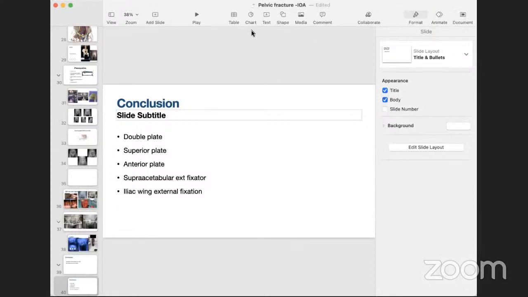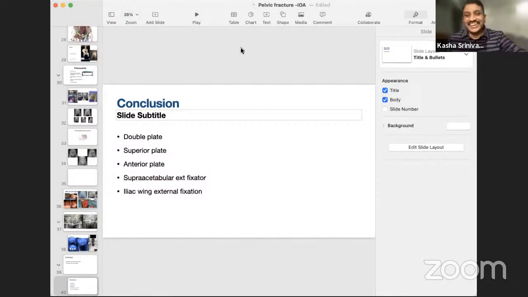Dr. Srinivas, would you mention a little bit about infix? I don't think anybody else is going to include it in this talk. Yeah. So infix, I personally don't have any experience, but it is considered to be equal to your supra-acetabular X-fix, but your anterior rod will be subcutaneously placed. And I think Sunil Gavaskar has some experience.